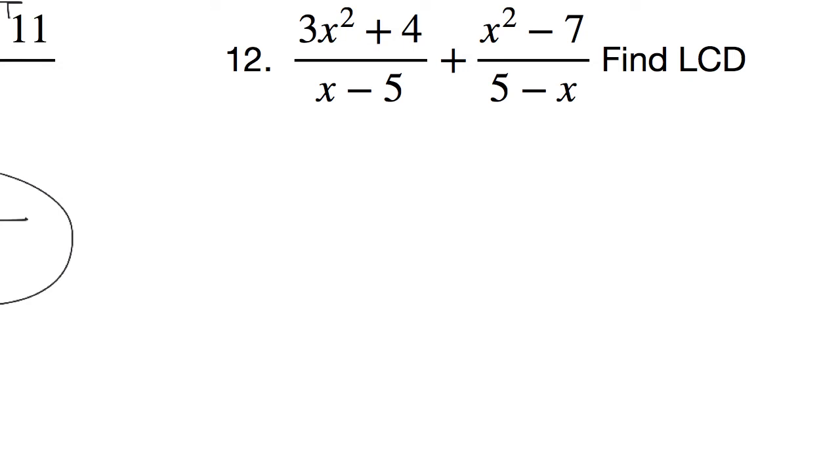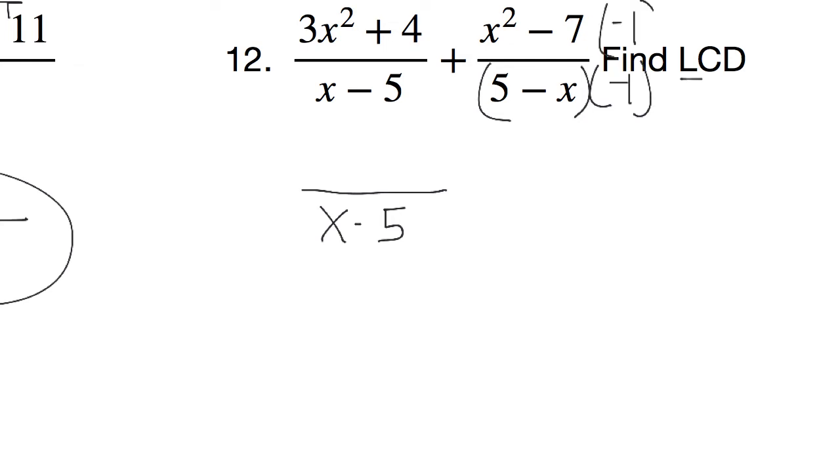Here we don't have a common denominator, so we need to find the least common denominator. The least common denominator would probably be x minus 5, because what I can do is I can multiply this whole thing times -1. Whatever you do to the bottom, you have to do at the top. -1 and -1. That would be x minus 5. 3x squared plus 4.